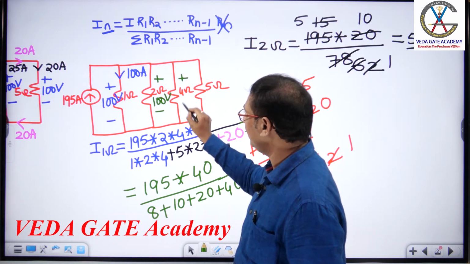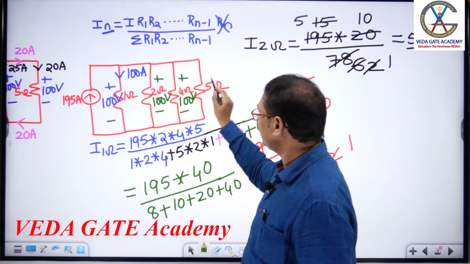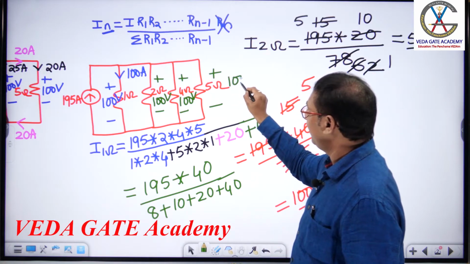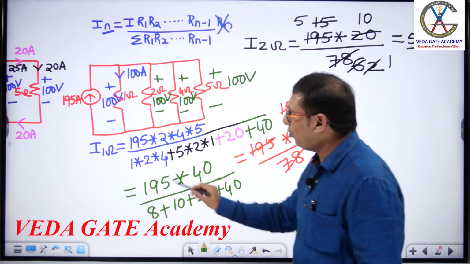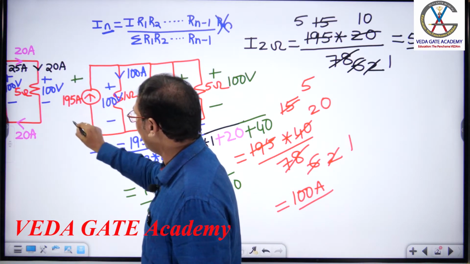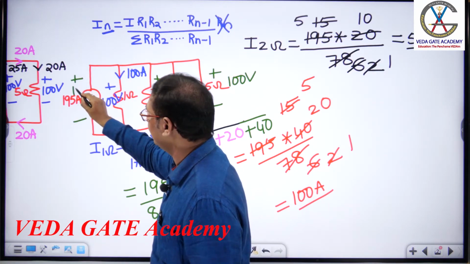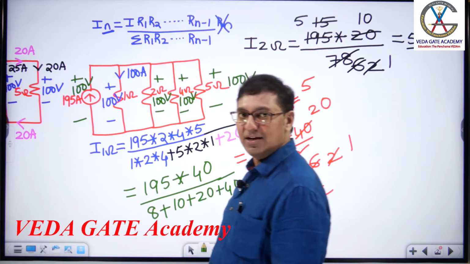100 volts by using what law? KVL here. 100 volts by using KVL. Now even the voltage across the current source, how much? Polarity started positive, how much? 100 volts by using KVL.